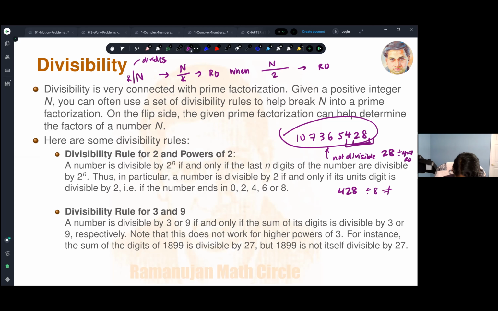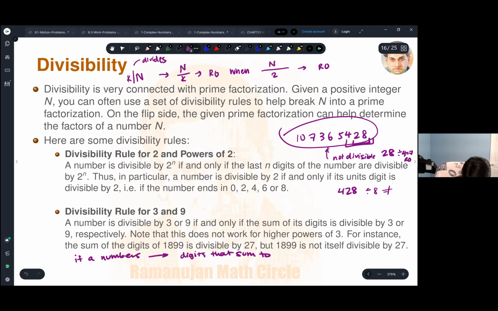A number is divisible by 3 or 9 if and only if the sum of its digits is divisible by 3 or 9, respectively. And what that means is if a number has digits that sum to, let's say, C. If 3 divides C, then, calling the number n, 3 divides n. And if 9 divides C, then 9 divides n. So that's a way of putting it.